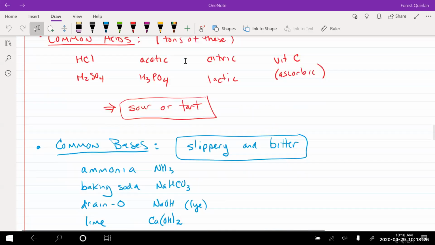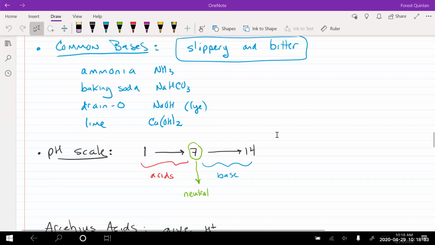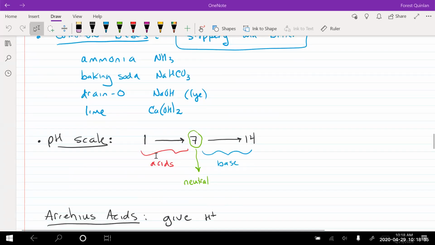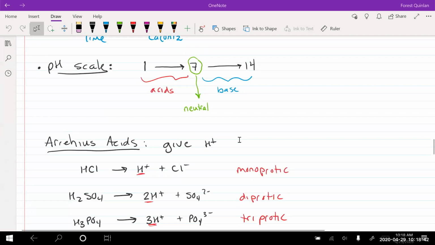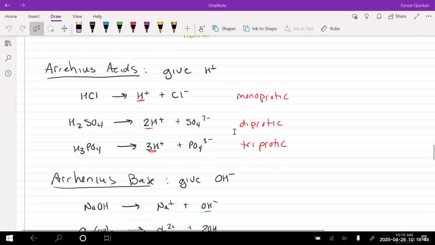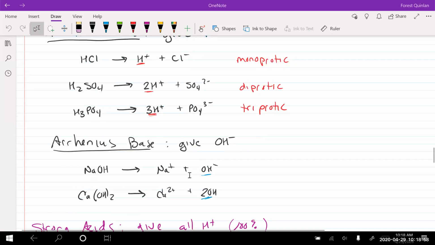I gave you guys some idea of common acids and their properties. They're sour or tart. Common bases, they're slippery and bitter. And low pHs are acids, high pHs are bases, with 7 being neutral. Many of you had this at least somewhere in the back of your brain, probably. I mentioned 1, 2, or 3 H's coming off for the monoprotic, diprotic, triprotic. Some people use these terms, so you wanted to just be aware of them. There's no such thing for the bases necessarily.